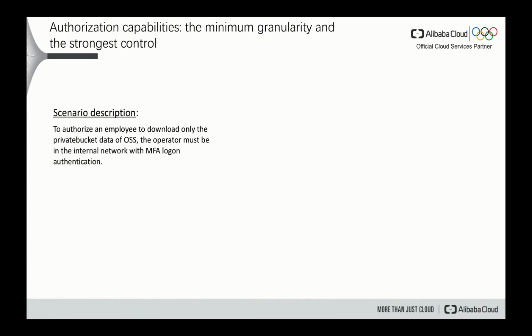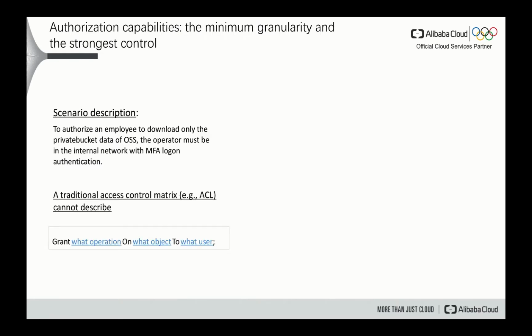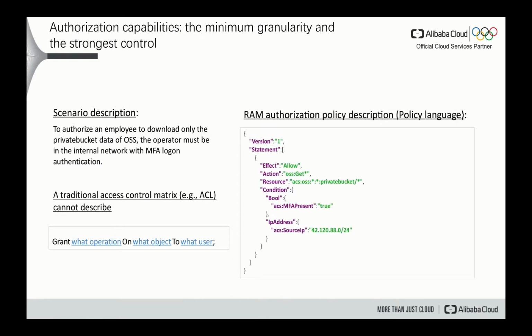Let's take one example. When we talk about authorization capabilities, it can give the RAM user the minimum granularity and the strongest control. Let's take this scenario: we want to authorize an employee to download only private bucket data from OSS, and the operator must be in the internal network with MFA logon authentication. For such a complex scenario, a traditional access control list is hard to describe this kind of policy. But in RAM, you can just write down a policy using the correct grammar to describe this.